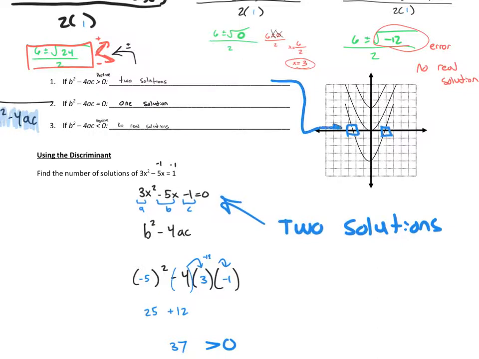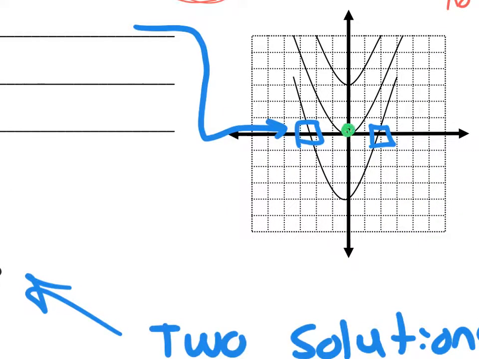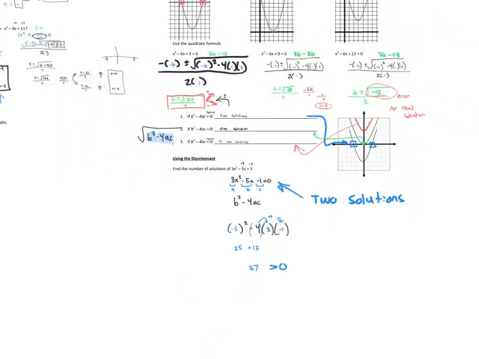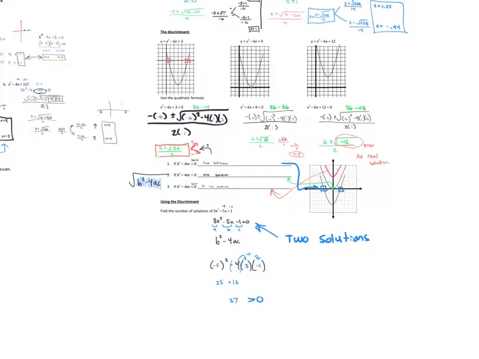Two solutions is there in blue. One solution here in green, and then no solutions where no matter where you go on your graph, you'll never hit the x-axis. And that's the quadratic formula.